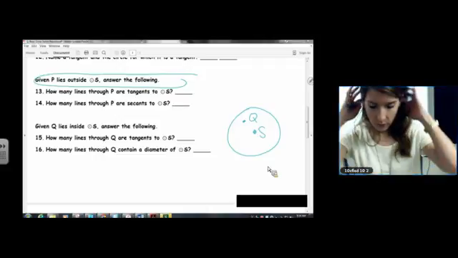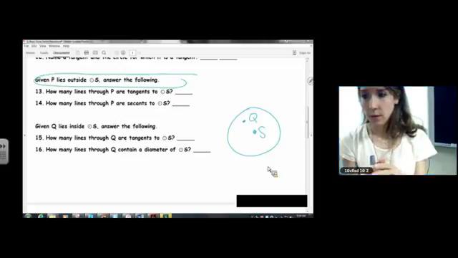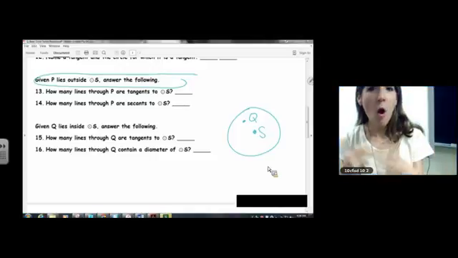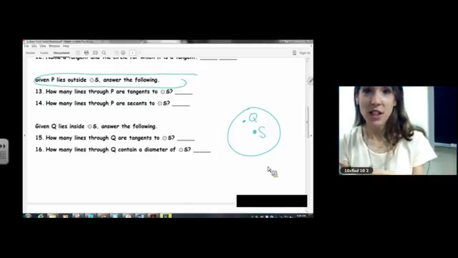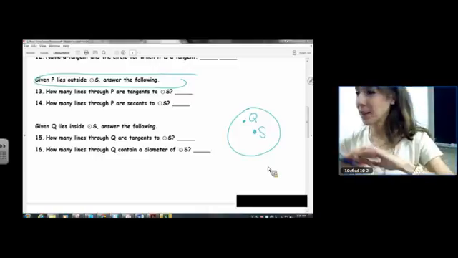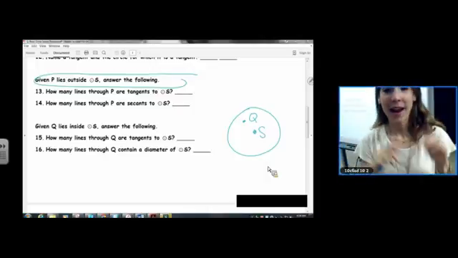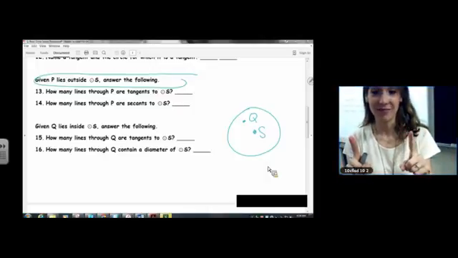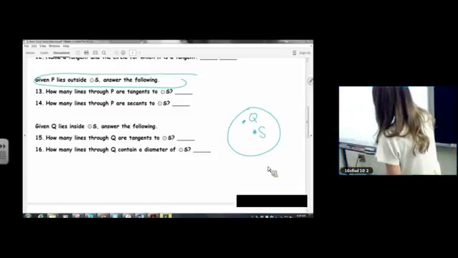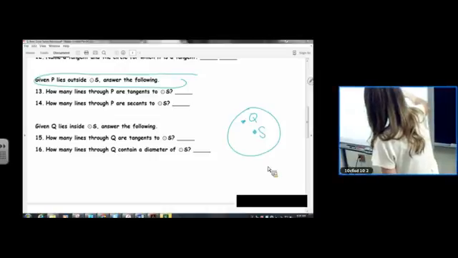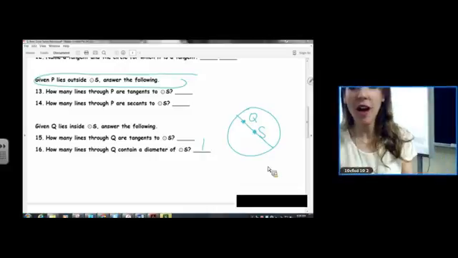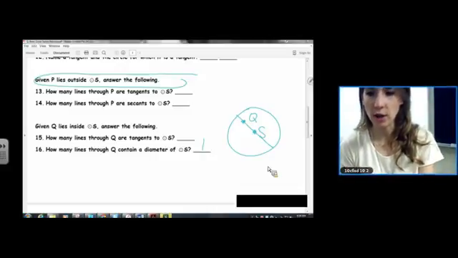Okay, let's think about that. So we have to go through Q, and we have to contain a diameter. Now, by definition, a diameter always goes through the center of the circle. So we have to now go through Q, and now we know we have to go through S. Well, we learned a long time ago that through any 2 points, there's how many lines? 1. Through any 2 points, there exists one line. So that's why the answer is 1, because you can't draw another line through Q and S that's different from the one I already drew.